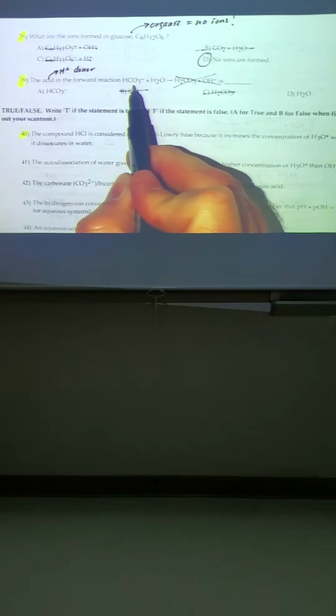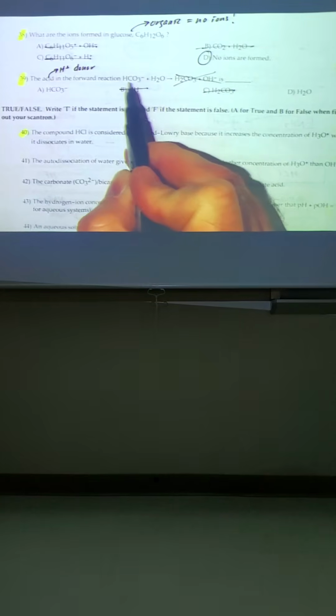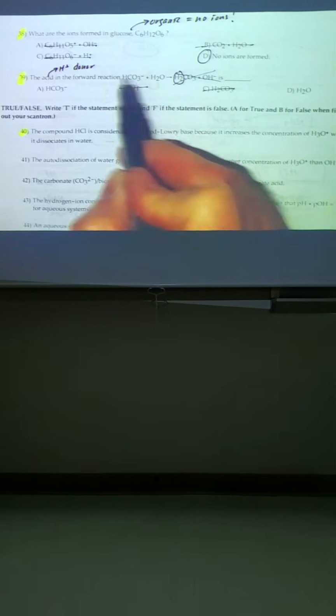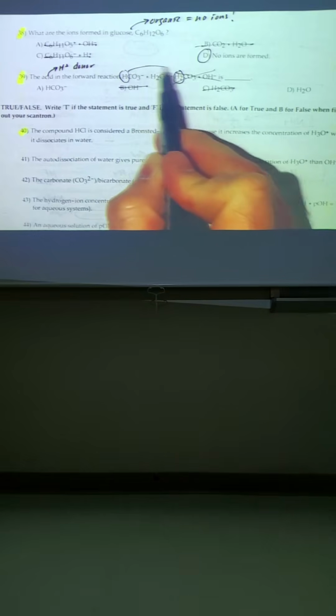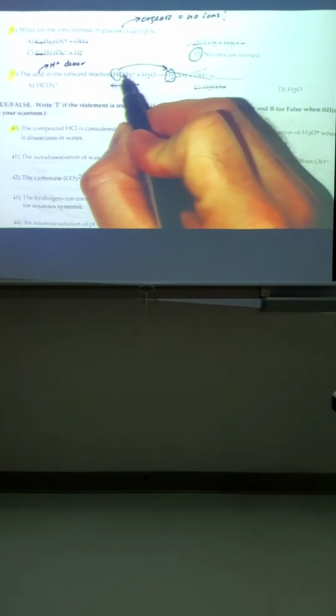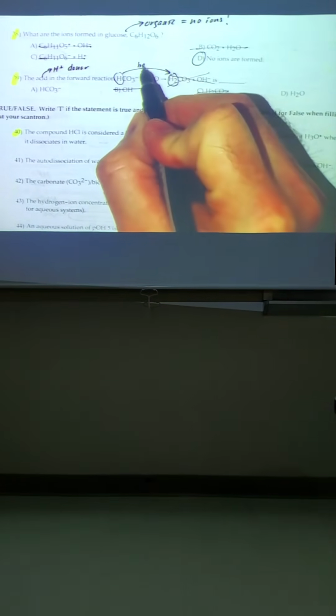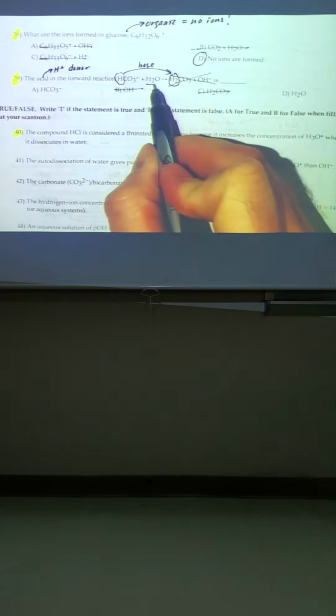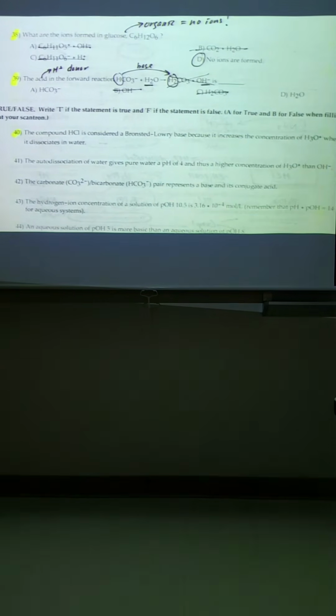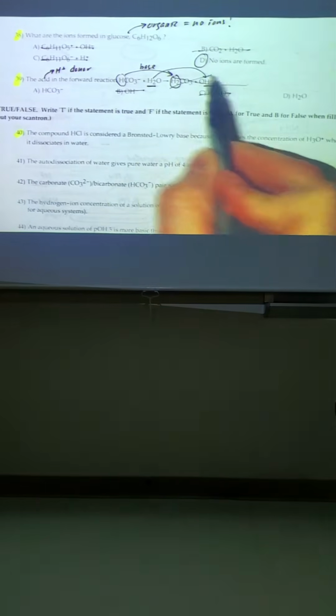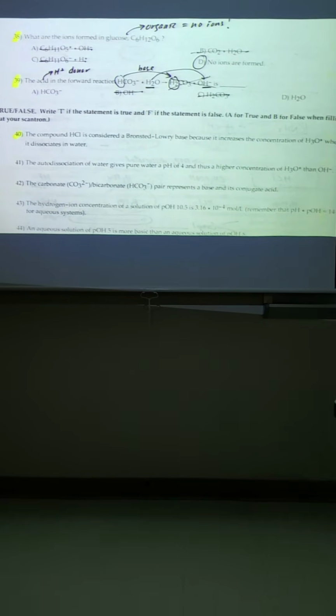So HCO3 negative, so bicarbonate, becomes H2CO3. So it had one H, it now has two H's. So that must mean that it was a hydrogen acceptor, or a base. So notice it went from one hydrogen to two. That's what it means to be a base. Water had two, ended up with only one. That's because it gave its hydrogen to bicarbonate to make carbonic acid. So water here is an acid. Water can also be a base, but in this reaction, it donated one of its hydrogens, becoming hydroxide.